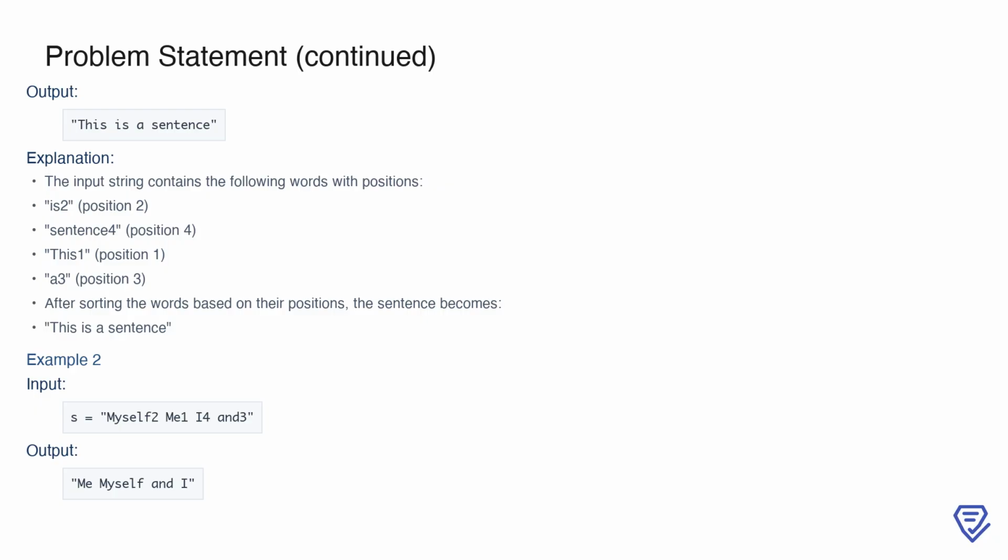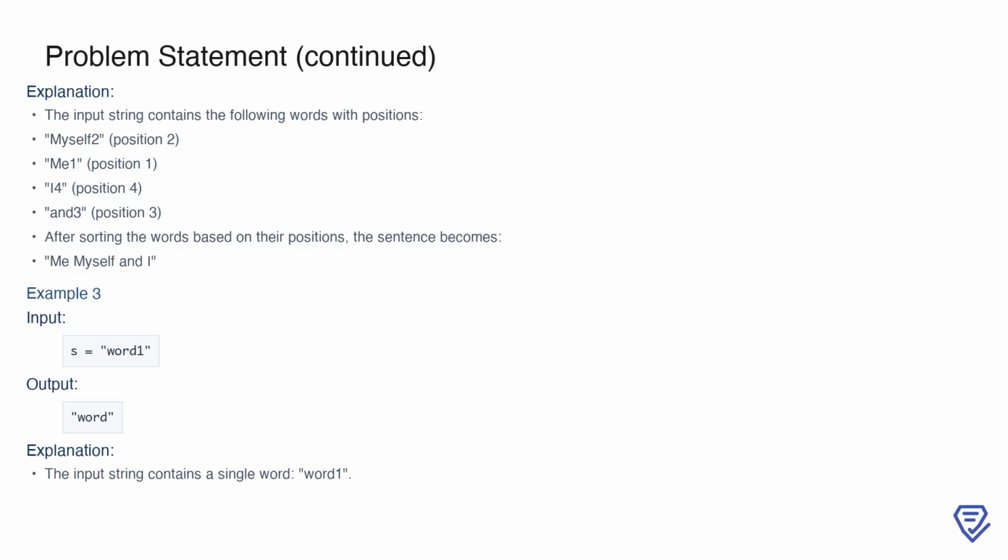Looking at the first example, we start with the input string S equals "is2 sentence4 this1 a3". Here, each word is paired with a number indicating its position in the original sentence. For instance, is2 is in position 2, sentence4 is in position 4, this1 is in position 1, and a3 is in position 3. To reconstruct the sentence, we sort the words based on these numbers. When we rearrange the words in the correct order, we get "this is a sentence". Notice that the numbers are removed in the output, leaving only the clean sentence.